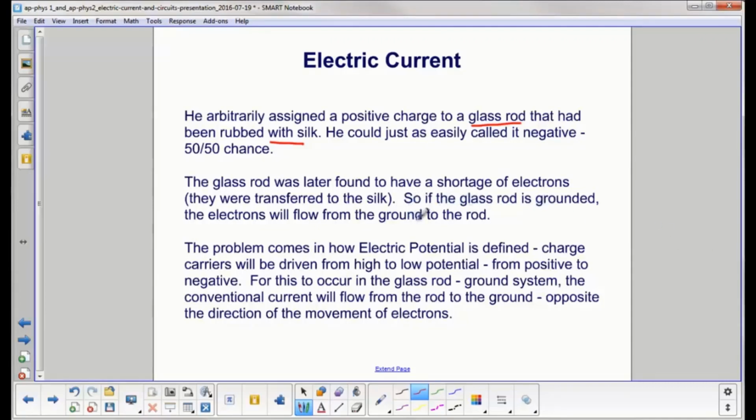So if the glass rod is grounded, electrons will flow from the ground to the rod. But the problem came in how electric potential was defined. Charge carriers will be driven from high to low potential, from positive to negative. For this to occur in the glass rod ground system, the conventional current will flow from the rod to the ground. And that's our definition. That's the movement of positive charges, opposite the direction of the movement of electrons. So it's backwards, but it's not a big thing. Just be careful when you're talking about current. The electrons will flow one way, but the conventional current is flowing the other way.